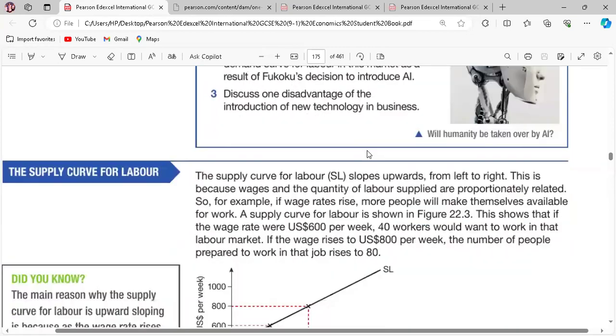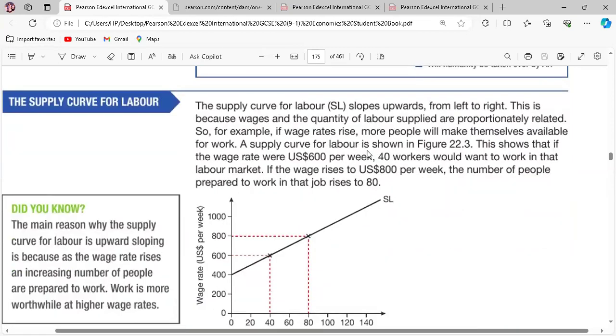And we go down to the supply curve for labor. When we talk about supply of labor, the supply of labor is the number of workers making themselves available for a job at a given wage rate. The supply of labor is the total number of workers making themselves available for a job at a given wage rate. That is supply of labor.